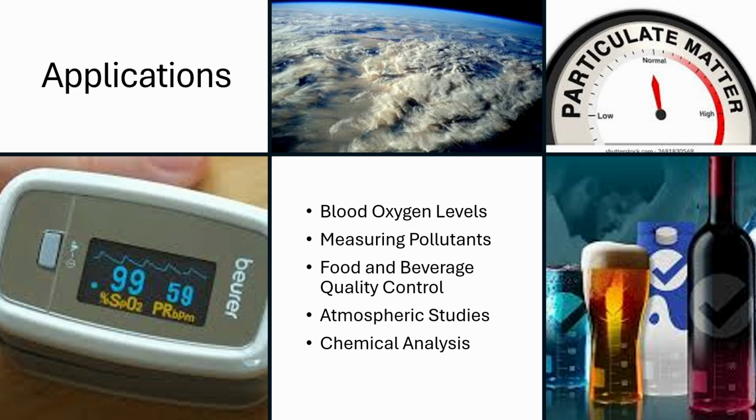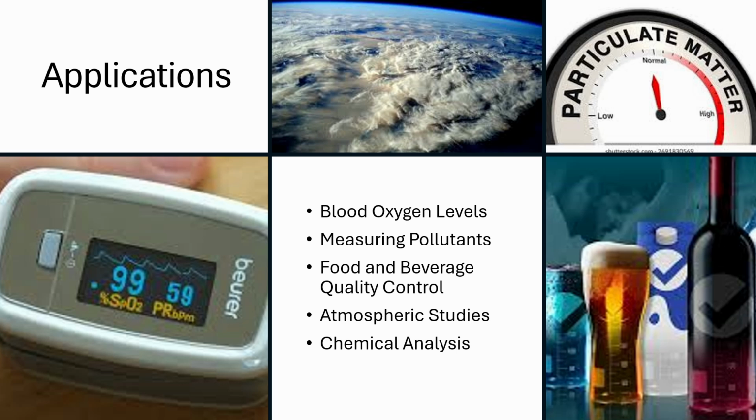Next, you have food and beverage quality control. In the food industry, spectrophotometry is used extensively to ensure the quality and safety of products. For example, Beer-Lambert's law is applied to measure the concentration of food dyes in drinks and confectioneries, ensuring they are within safe consumption limits.